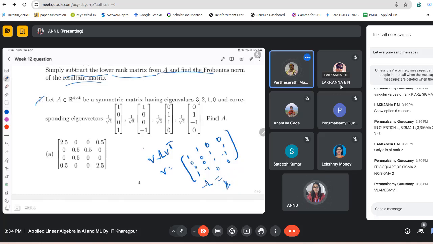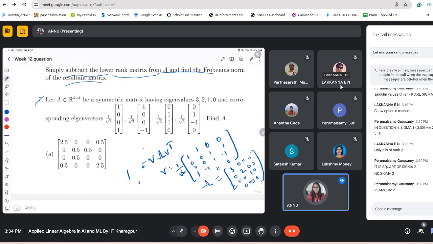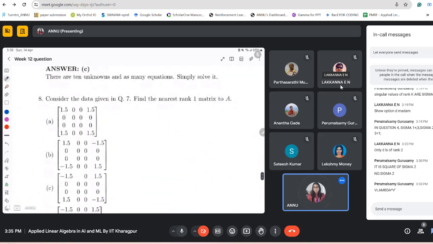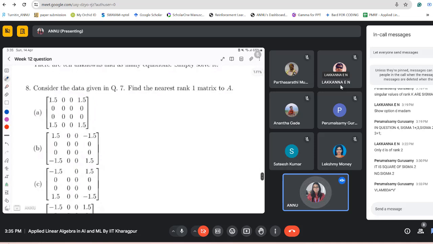So let us solve this. Lambda 1 is nothing but 3. Then U1 and U1 transpose, with 1 by root 2 kept outside, which gives 1 by 2 times the matrix 1 0 0 1, 1 0 0 1, 1 0 0 1. This is 1.5 times the matrix 1 0 0 0 1. So the answer should be option A. Yes.